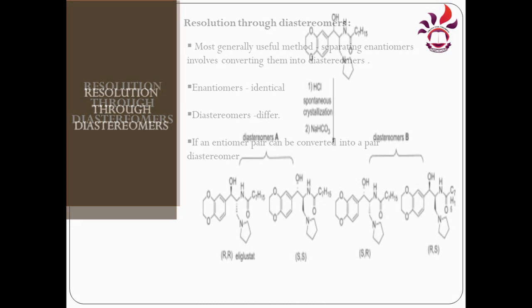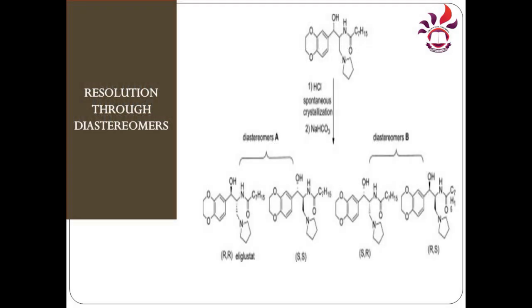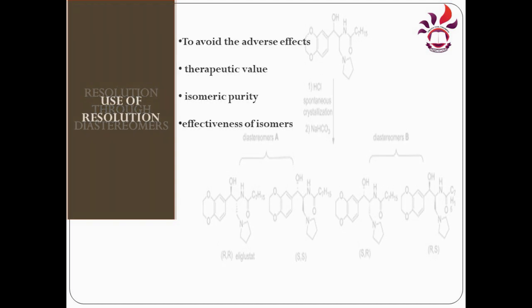The following structure is treated with hydrochloric acid. The spontaneous crystallization is formed, followed by treatment with sodium bicarbonate. The diastereomers A and B are formed. From this, it is clearly known that the diastereomers A and B will be formed from the sodium ammonium salt of tartaric acid.